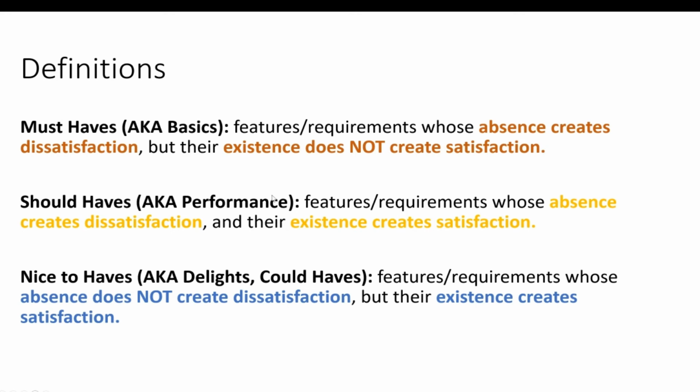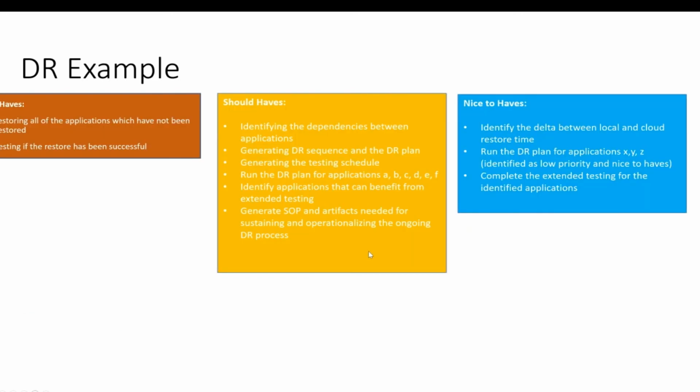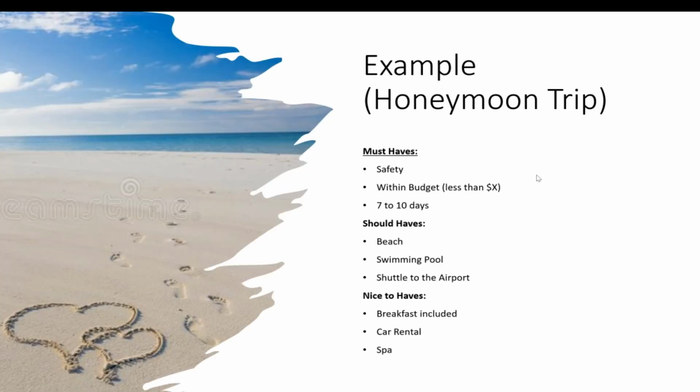I'm going to define some of the other acronyms that are used in the industry. Must-haves are also called basics. Should-haves are also called performance. And nice-to-haves are also called delights or could-haves. So if you see any of these terms, that's what they mean. And this is just a summary of what we discussed for the projects and the bucket for each of the must-haves, should-haves, and nice-to-haves. And a little bit of fun at the end of this video.